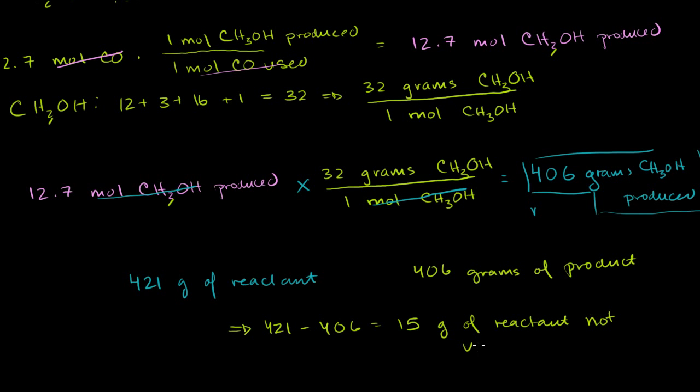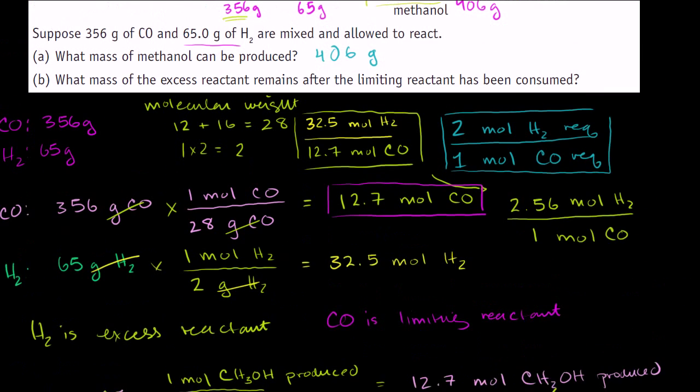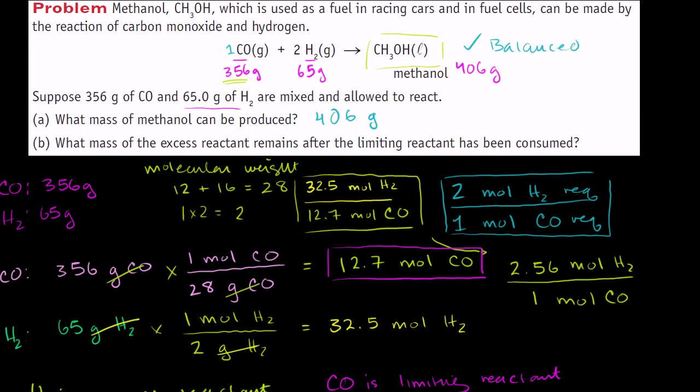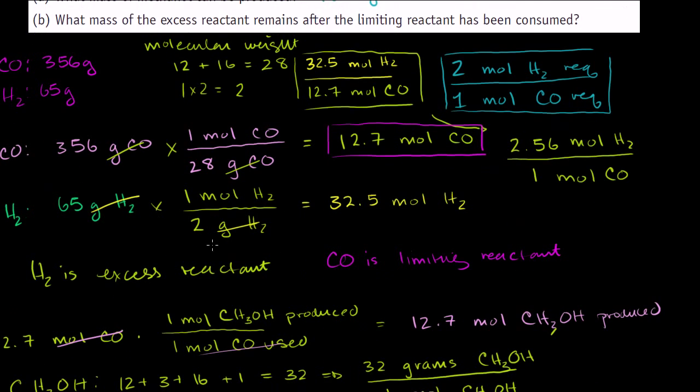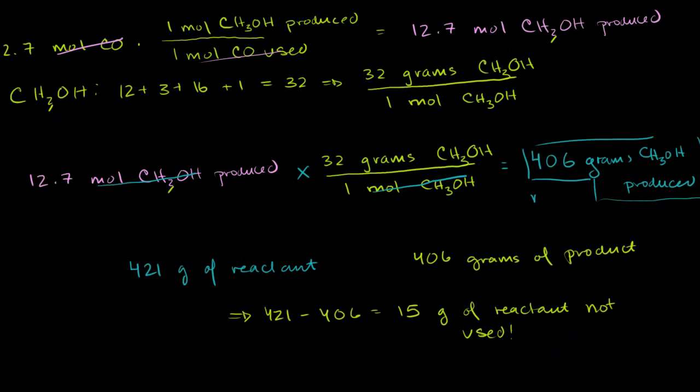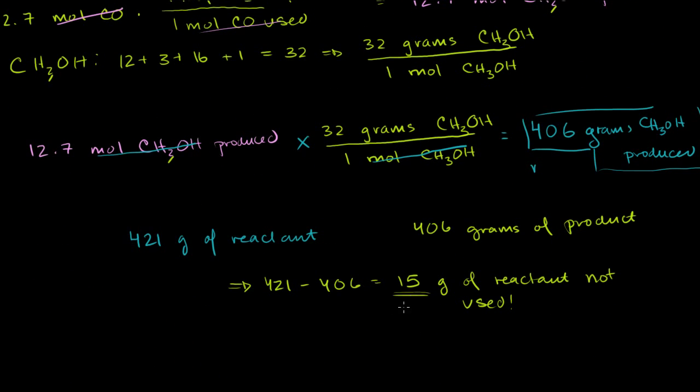Now, the reactant that's not going to be used is the one that you have an excess of. And we figured out that we have an excess of hydrogen. So all of that 15 grams must have been hydrogen that was not used. So 15 grams of hydrogen left over.